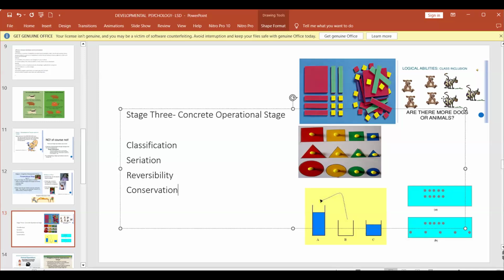Okay. Second one, seriation. You can see seriation here in the second column. Look at this picture, from large to small. For example, in a mathematics class, ascending order and descending order. In the primary grades, we teach them to rearrange the numbers in ascending and descending order. In an English language class, write the words in alphabetic order.